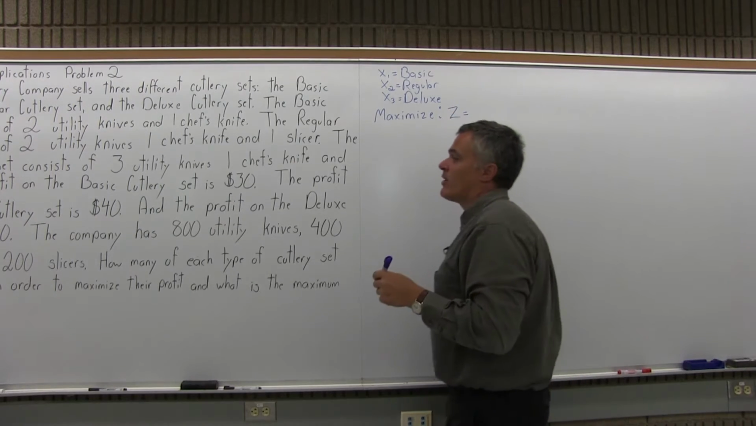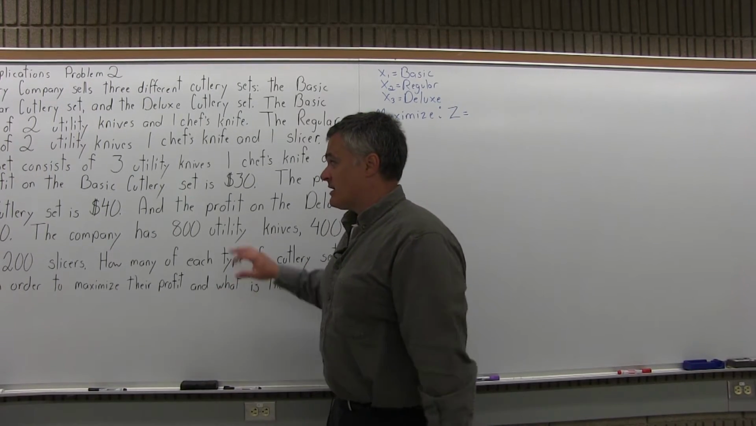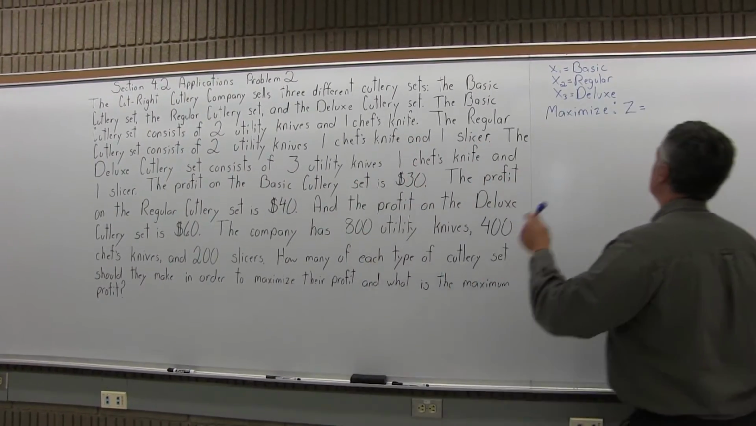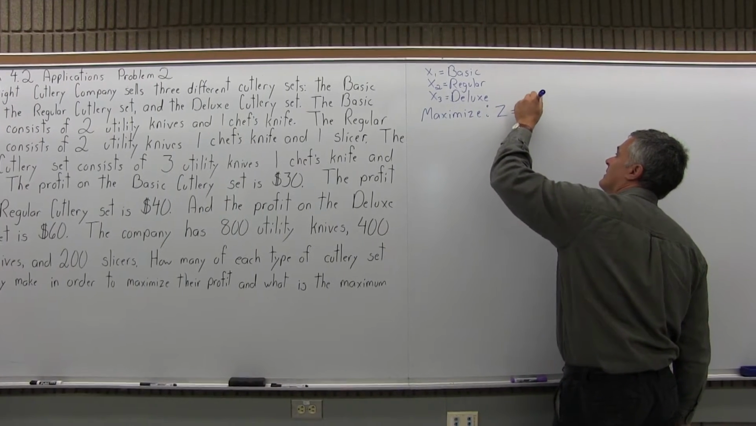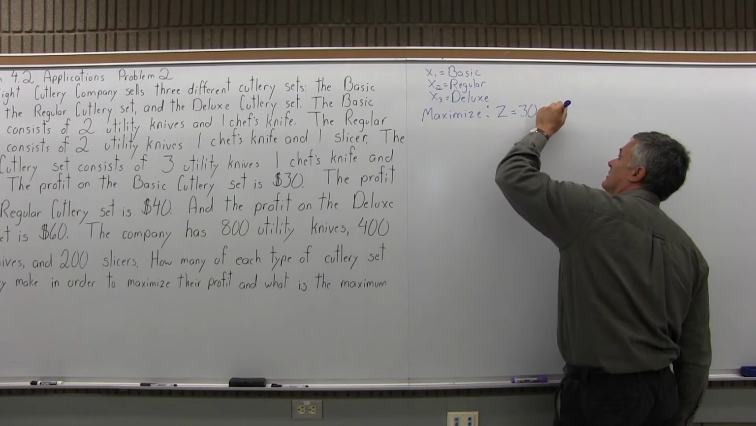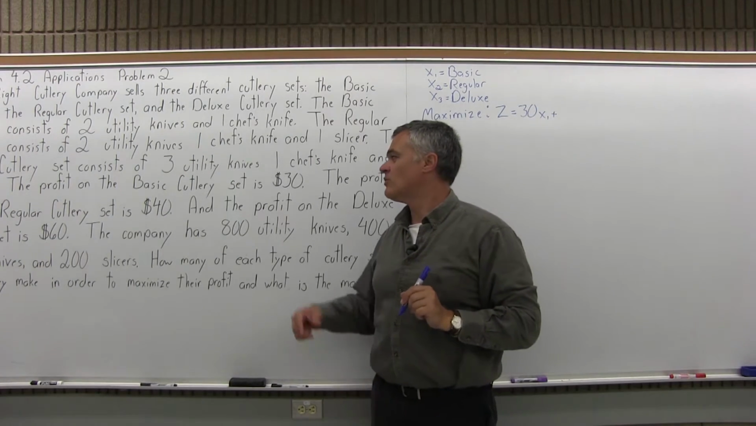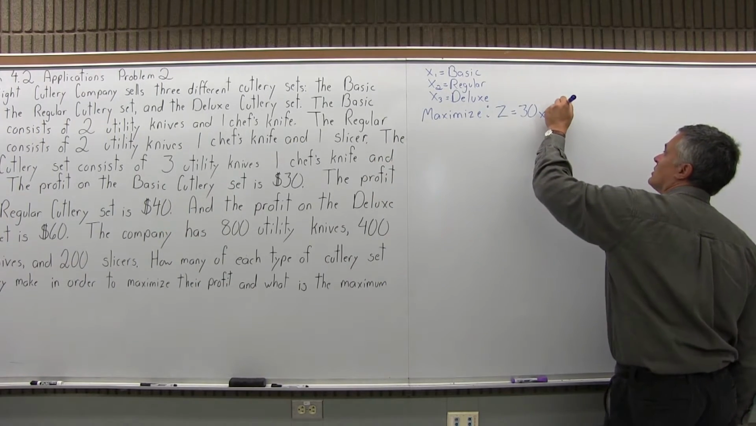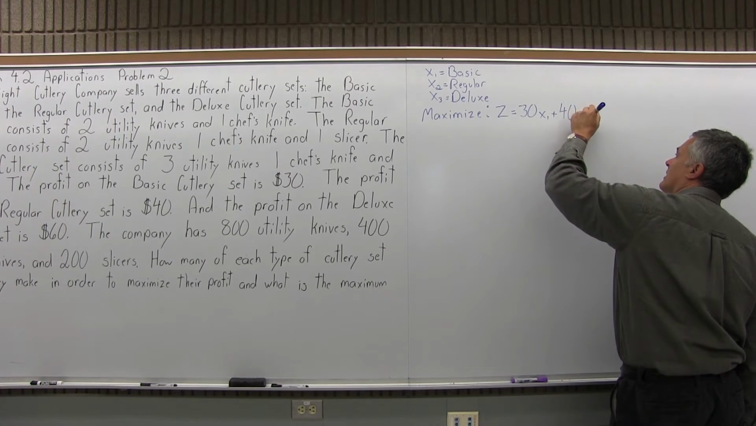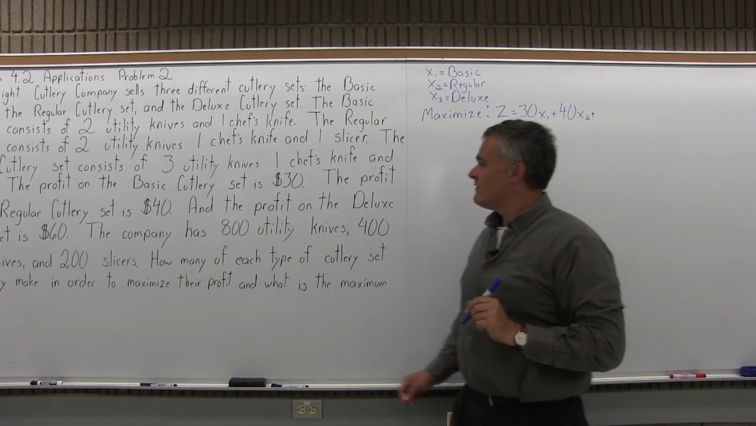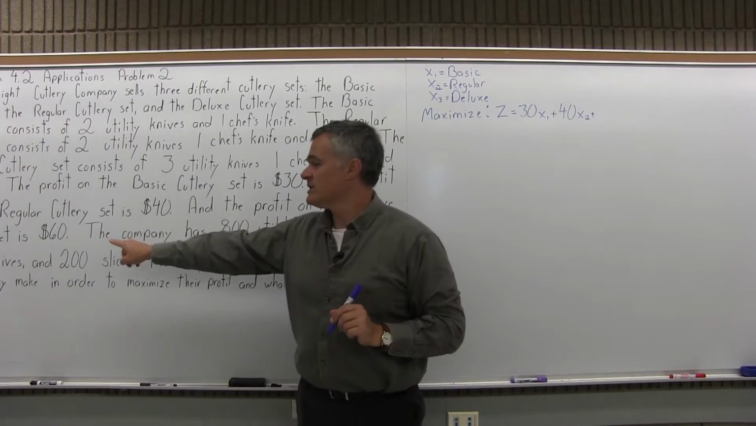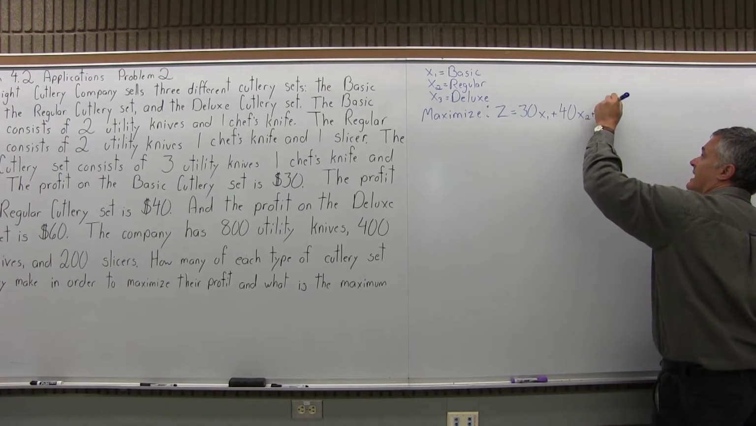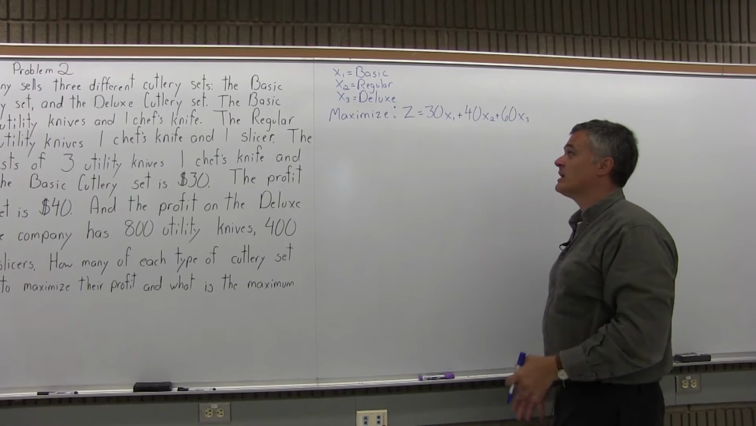z equals, and now when I go back to the problem and find the part where they start talking about profit, it says the profit on the basic cutlery set, that's X1, is $30. So 30 X1. And then the profit on the regular cutlery set is $40, and the regular cutlery set is X2. So 40 X2. And then finally it says the profit on the deluxe cutlery set is $60. And the deluxe one is X3. So plus 60 X3.